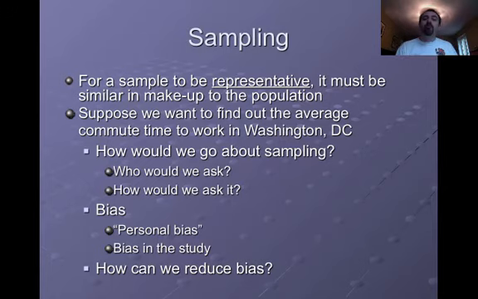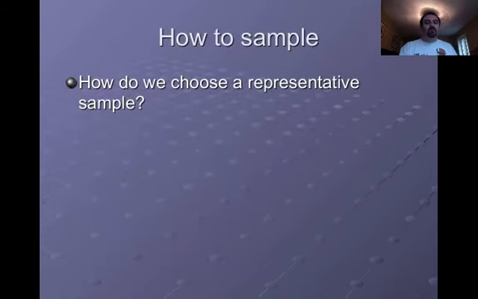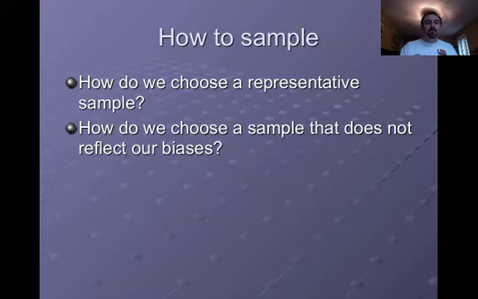Okay, so how do we reduce bias? How do we reduce this kind of bias where there's some kind of institutionalized favoring one thing over another? The Metro example, where I favored people taking the Metro over people walking or bicycling or driving. Okay, so how do you choose a representative sample? How do you reduce that bias? Okay, how do we choose a sample that does not reflect our biases, right? And the answer to that is randomness.